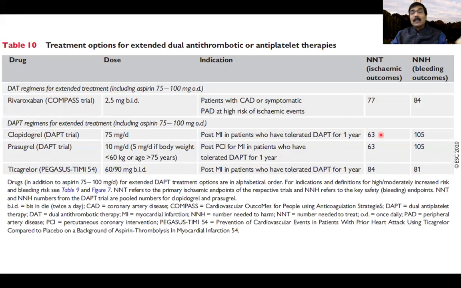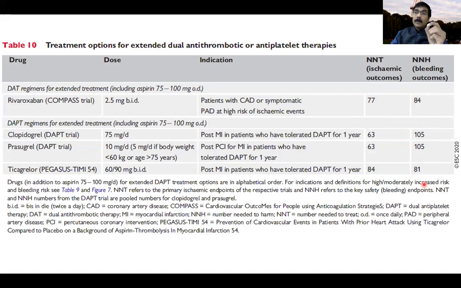Now, what about prasugrel and clopidogrel? Similar data based on the DAPT trial. They said the number needed to treat is 63 in specific accepted patients, and the number needed to harm is 105, quite acceptable. What about Rivaroxaban? Rivaroxaban has had a lot of say following the COMPASS trial. Here it has clear indications, stating that there is a specific group of patients: diabetic patients, polyvascular disease, chronic kidney disease, heart failure patients. But what about the number needed to treat? 77. Number needed to harm 84. So be careful.